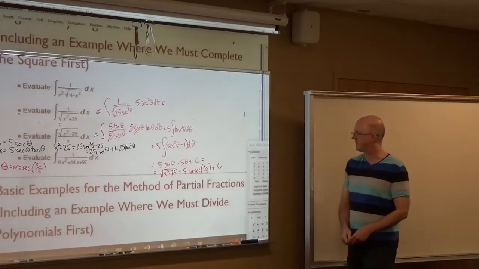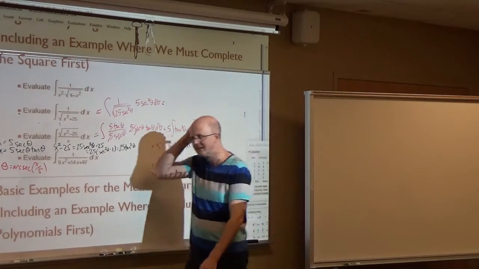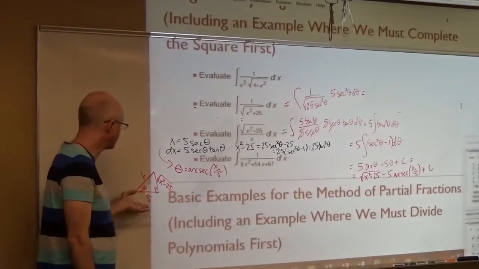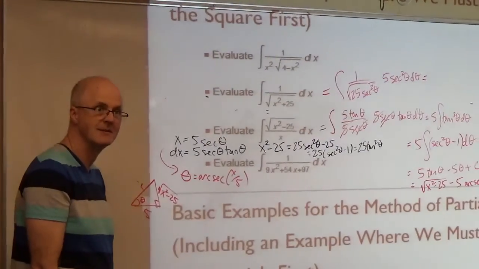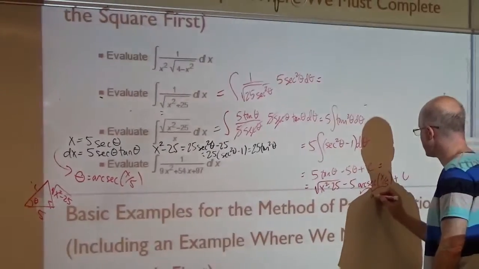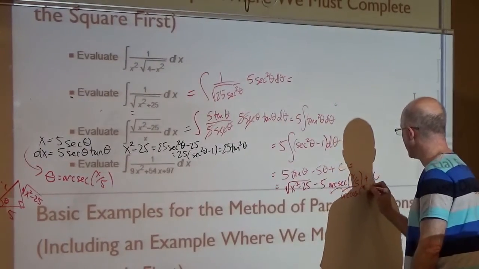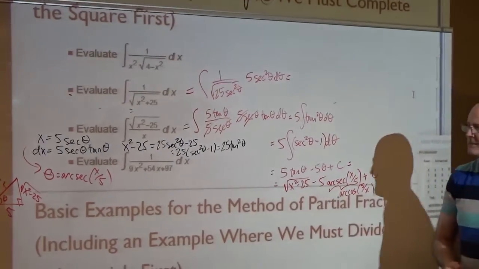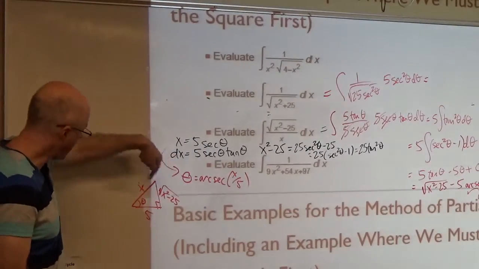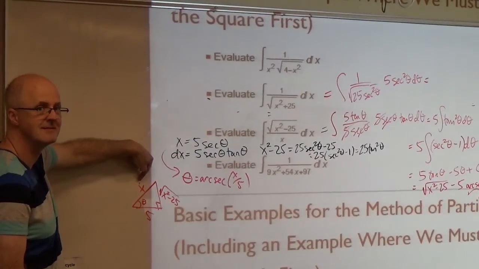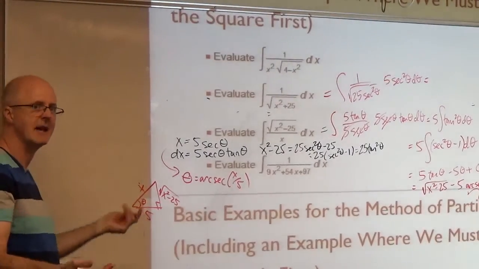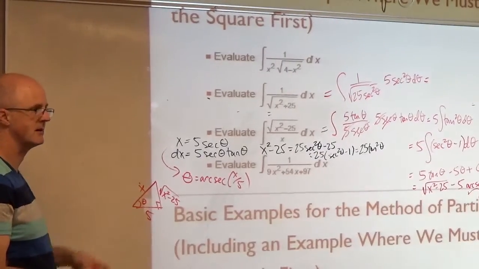By the way, you don't have to use the arc secant. The secant of this angle is x over 5. The cosine of this angle would be 5 over x. You could use the arc cosine. Or the arc sine. I mean, arc secant of x over 5 is the same as arc cosine of 5 over x, the same as the arc sine of square root of x squared minus 25 over x. It's an angle, and you can figure out the cosine, sine, and secant of that angle based on this labeling.